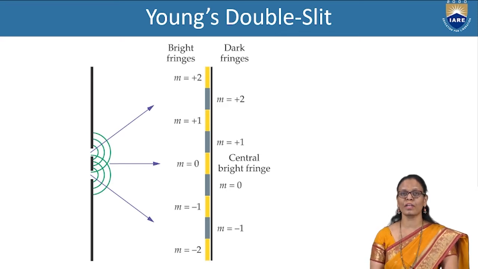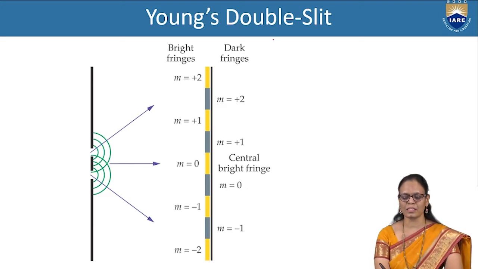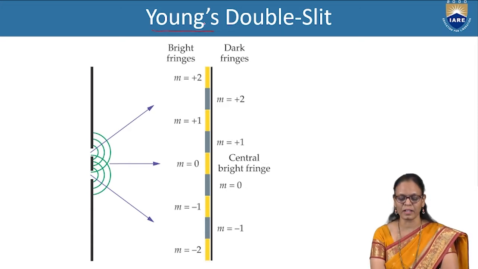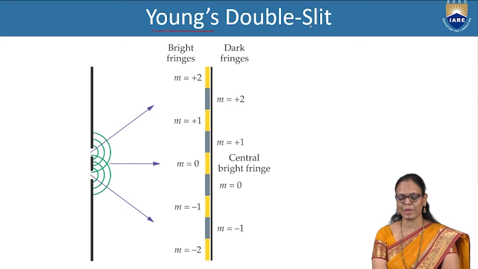In which we are going to understand how fringes are formed, and this experiment is given by the scientist Young. So it is named after the scientist Young as Young's double slit experiment, because we are going to consider two slits here. We are calling it Young's double slit experiment.